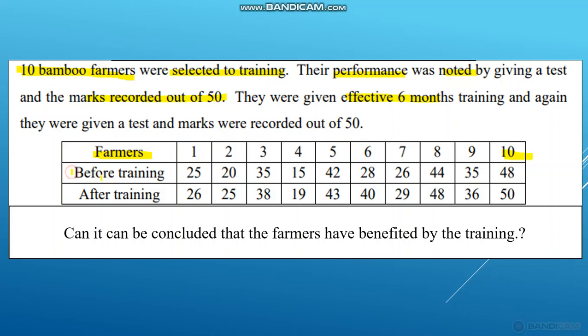Before training we have marks like 20, 25, 30, and after training also we have marks like this. So we want to conclude whether the farmers have been benefited by training. This is our problem statement. This is our hypothesis: whether the farmers have been benefited by training.